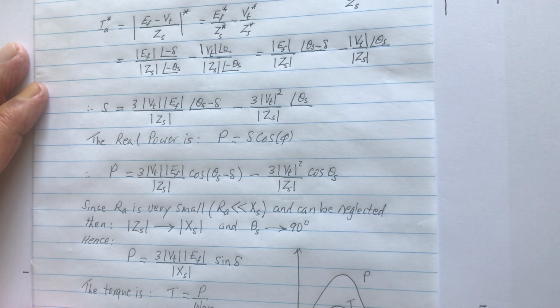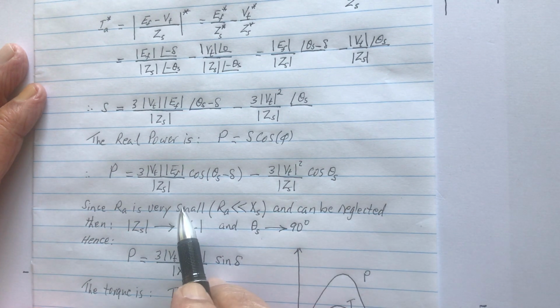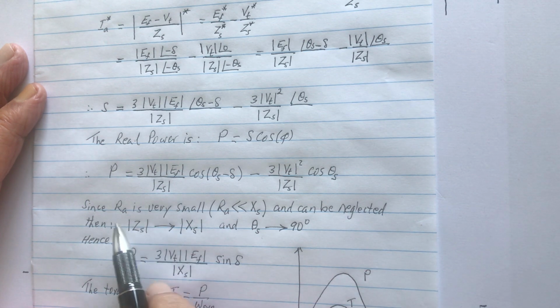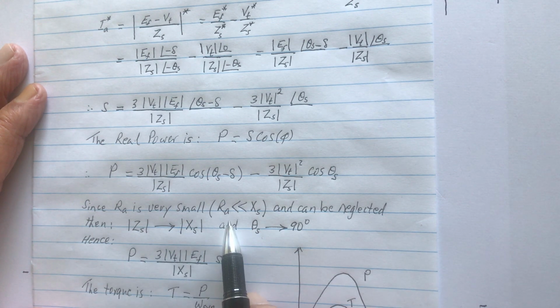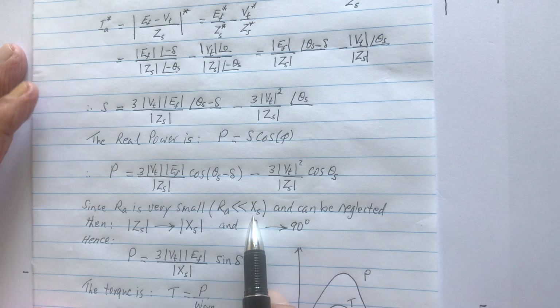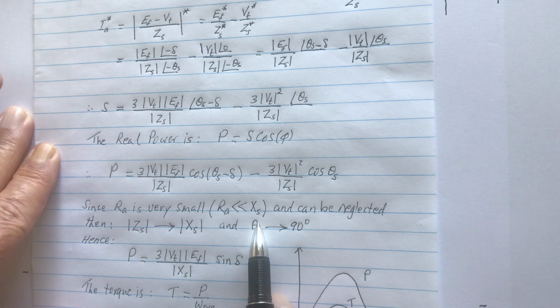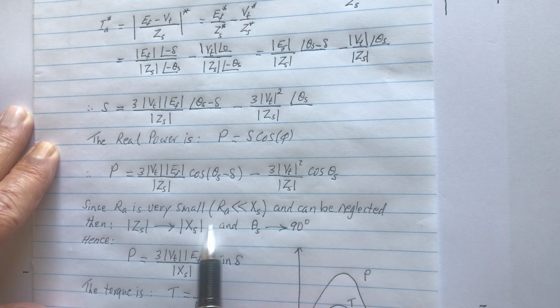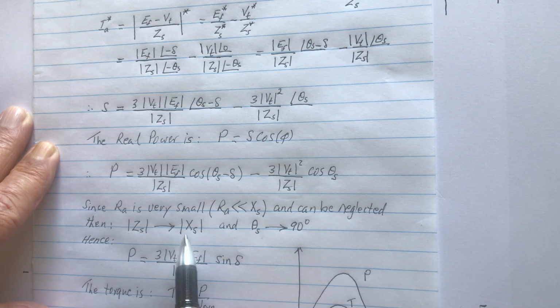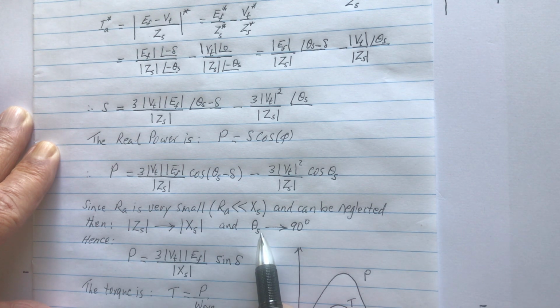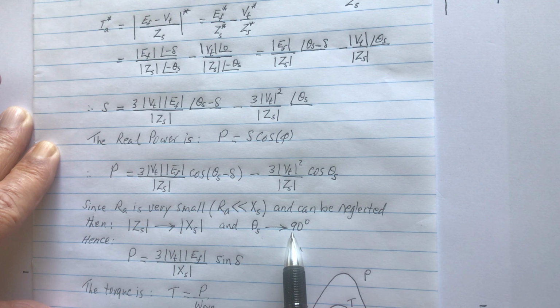Since we said RA is very small, negligible. If we neglect RA, literally what this means is the magnitude of ZS will have the same magnitude as XS, and theta S will approach 90 degrees.